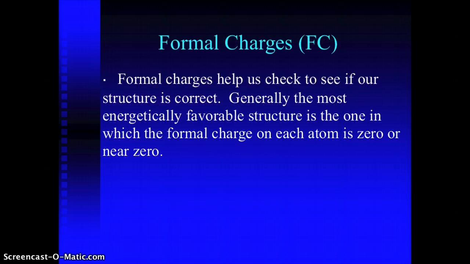So formal charges, the goal of them is to help us check to see if our structure is correct. Generally, the most energetically favorable structure is the one in which the formal charge on each atom is 0 or very near 0. So basically, this is a calculation that you are going to do. The difference from geometry is that for formal charge, you calculate for every single atom. Sometimes atoms are identical and you don't have to calculate multiple times, you calculate once. So you're going to see that come up in the example.